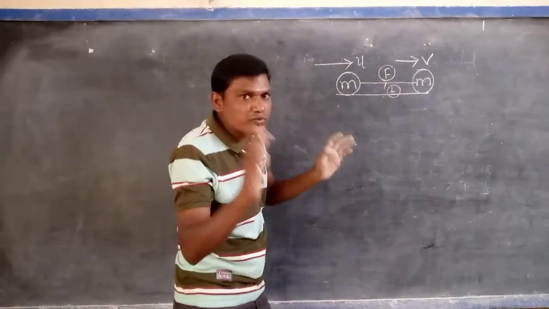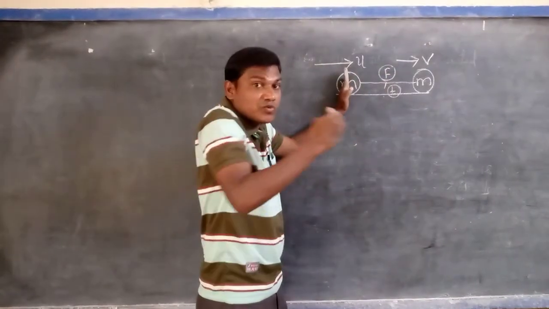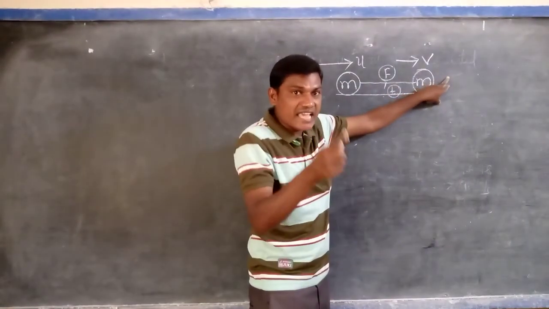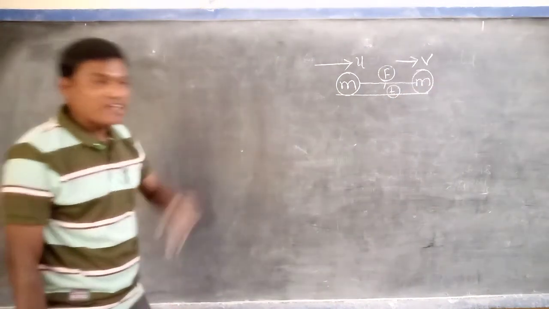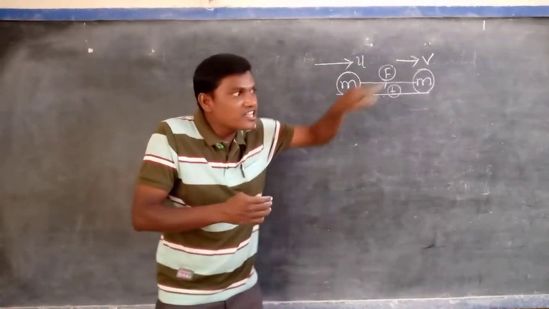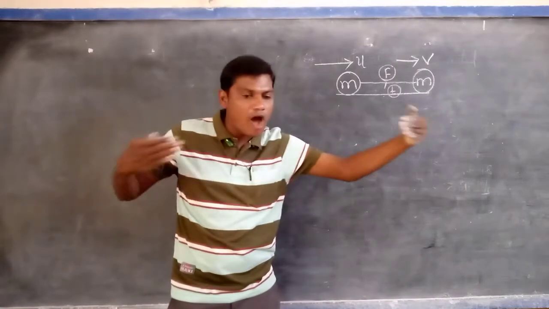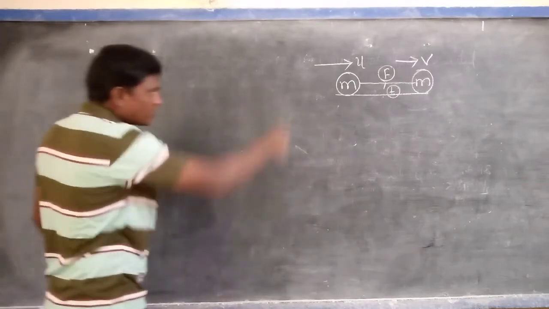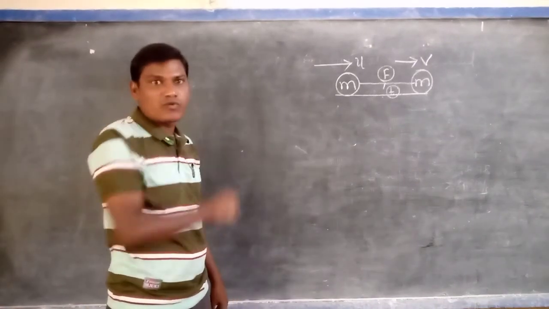But how can we understand which is the initial and which is the final? Before applying the force, the body is moving with a certain velocity, that is called initial. After applying the force, the body is moving with another velocity, either increasing or decreasing, that is called final velocity. When the applied force acts along the direction of the body's motion, the velocity increases. If the external force acts opposite to the motion, then the velocity decreases. Now, according to this diagram, the velocity changes after applying the force.